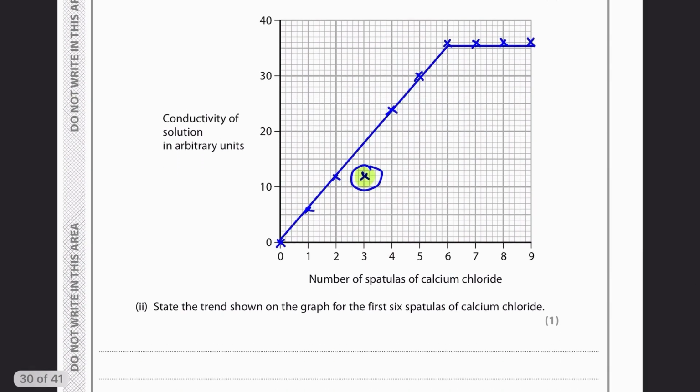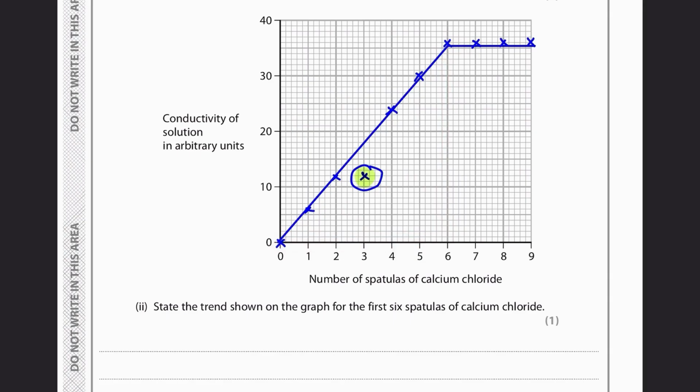And part 2, it says state the trend shown on the graph for the first 6 spatulas. So up to here, right? What's the trend? How would you describe what this graph looks like? It's a positive trend, first of all. When you describe graphs, always talk about what happens to y as you increase x, right? So as I increase x, what happens to y? Y also increases. So just literally write that down.